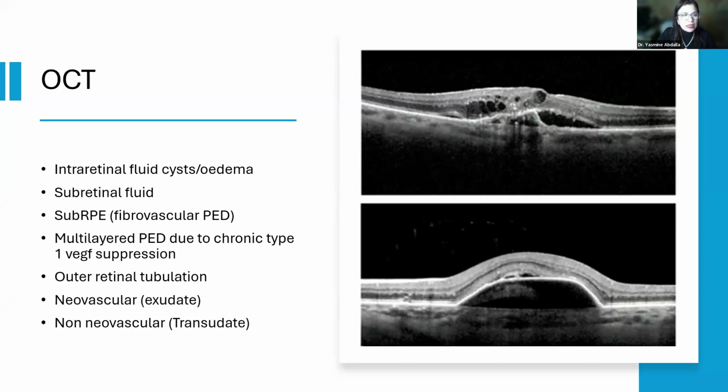And then finally, it's outer-retinal tubulation. So these are basically dead photoreceptor cells in a circular pattern. So this is not intraretinal fluid. It's just a sign of chronicity. So please don't inject these patients.